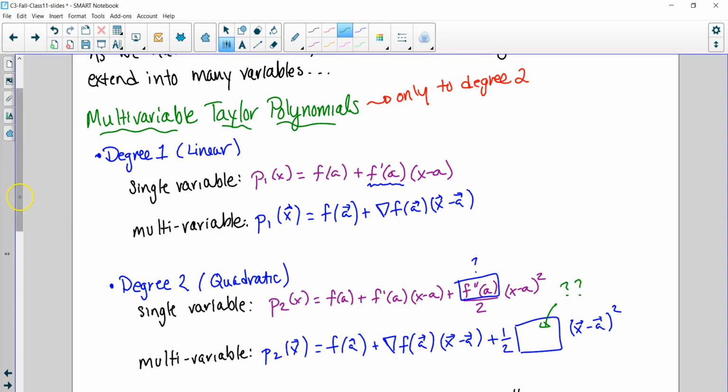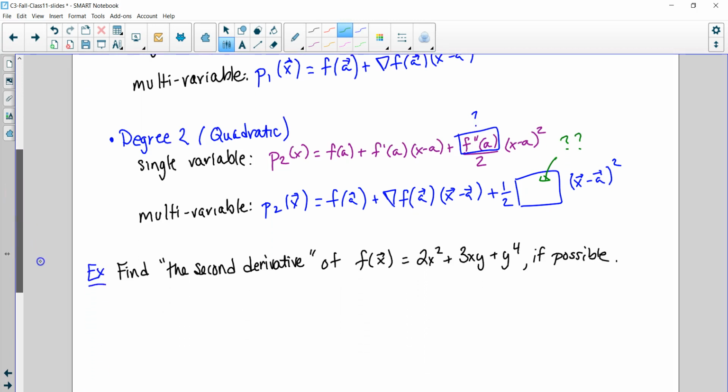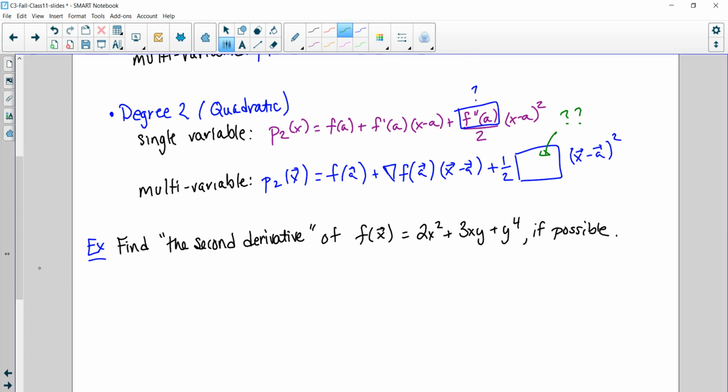Well, let's maybe do an example and see if we can figure it out. Okay, so we have a function f, and we want to find its second derivative. Let's look at the gradient. If we do the gradient, I'm going to use matrix notation just for a change of pace. What do I get? 4x plus 3y for the x component, and for the y component I get 3x plus 4y to the third.